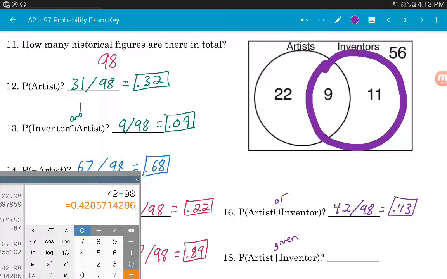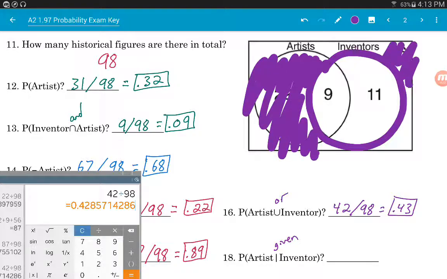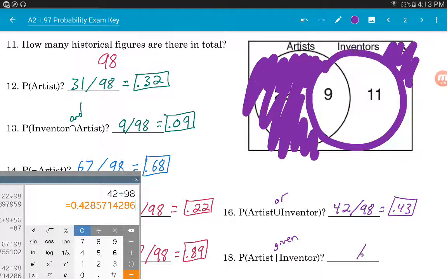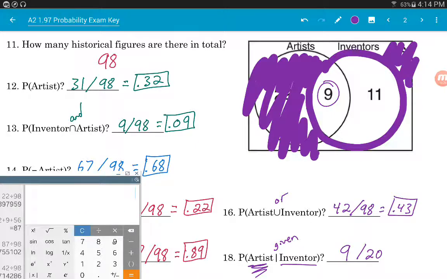And actually, I shouldn't have covered up the title over here. But we don't care about these people, so I'm going to cross them all out so I don't get distracted. Now, how many total are there? If I'm looking at the total here, 9 and 11 is 20. So it's going to be out of 20. A given always defines your sample space. How many inventors were there? 20 inventors. 20 in this circle. Now, how many of them are artists? 9 of them are artists. So 9 out of 20 is my fraction, which is 0.45.